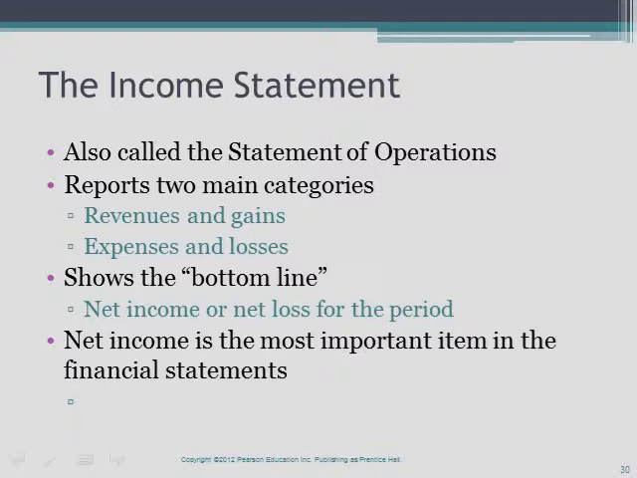Right. The income statement or statement of operations reports revenue and expenses for the period. The bottom line is net income or net loss for the period. In accounting, the word net refers to the amount after a subtraction. So net income is the profit left over after subtracting expenses and losses from revenues and gains, including taxes. Net income is the single most important item in the financial statements.